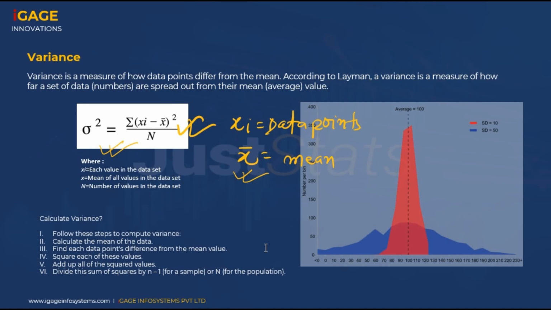This is the formula to find the variance for the entire population. However, if you have to find it for a sample, the formula will be the summation of data points minus the mean, squared, divided by n minus 1.